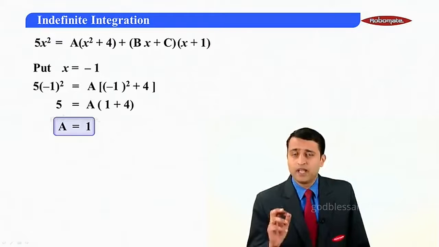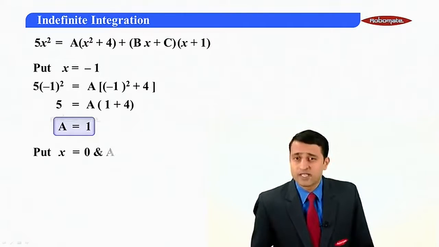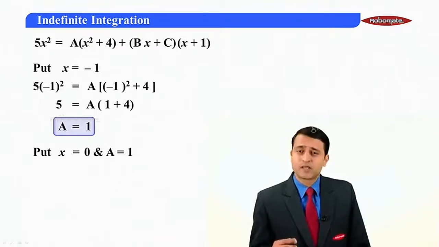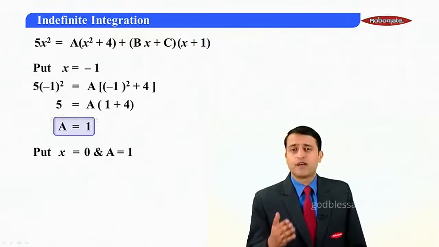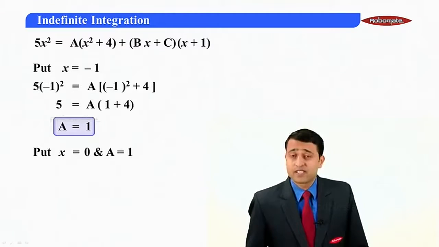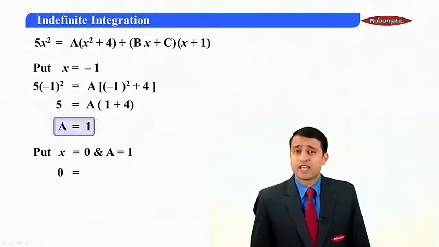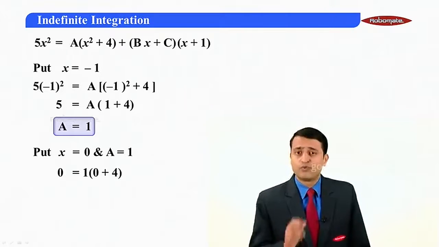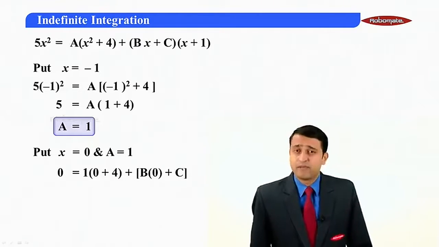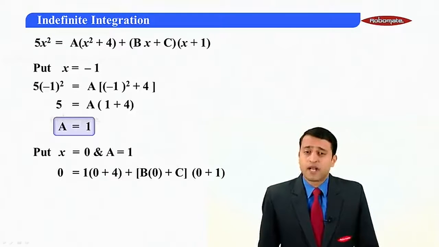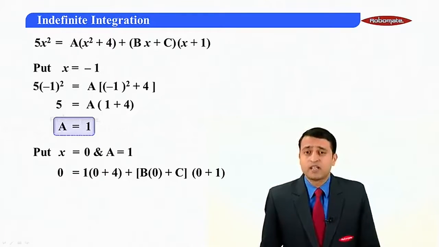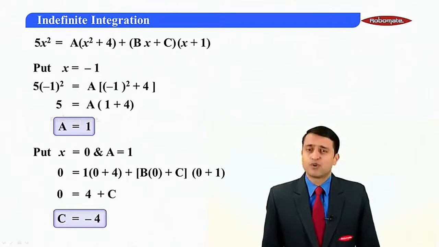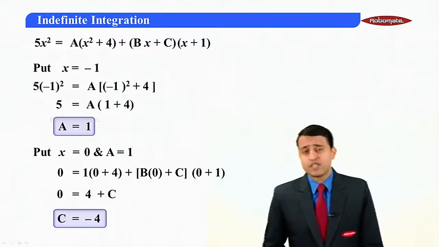Now, the next value will be obtained by putting x equal to 0. Come what may, the second value to be used is always x equal to 0. So we will put x is 0, and since after putting x equal to 0 we will require the value of a, we will put the value of a as well. So what we will get on the left hand side is 0. On the right hand side, can I say a into 4 is what I will get, wherein a is nothing but 1. So 1 into 4, and on the remaining terms I will have b into 0 plus c multiplied with 0 plus 1. That is nothing but, can I say we have 4 plus c equal to 0, that is c is equal to minus 4. We've got the value of a, we've got the value of c.